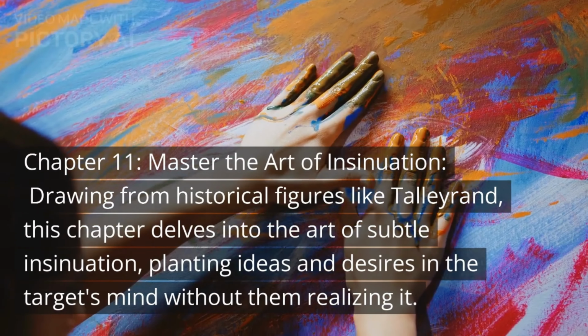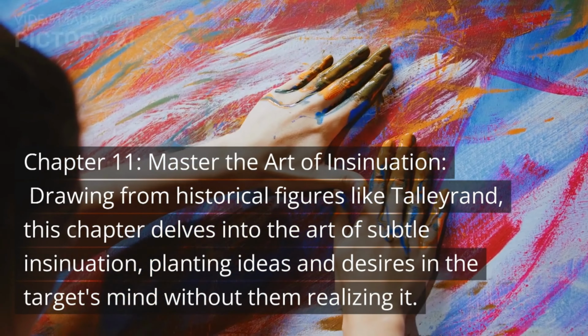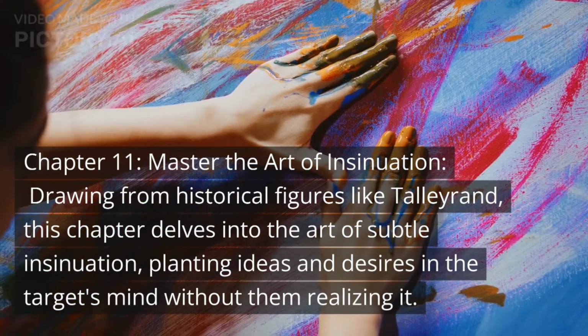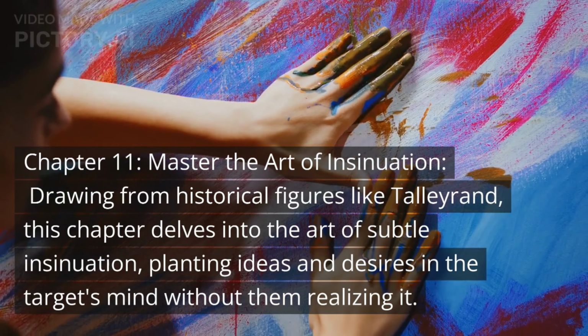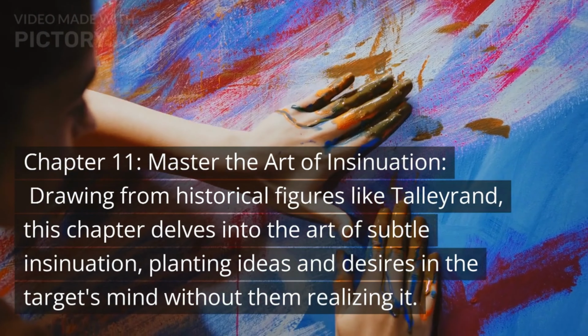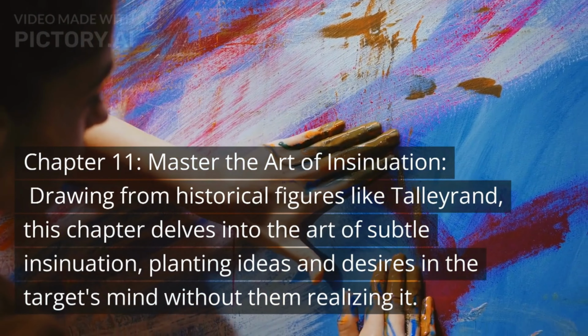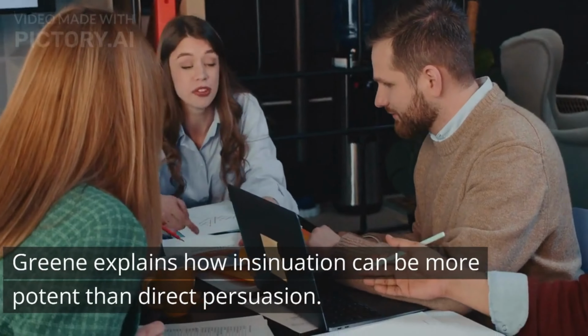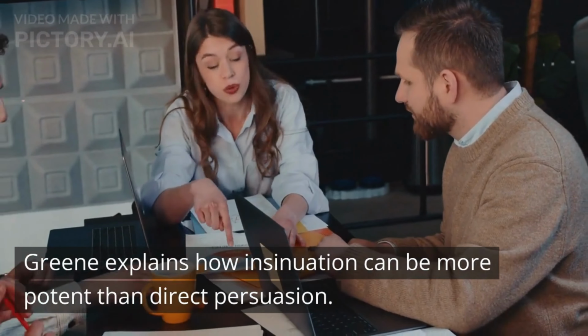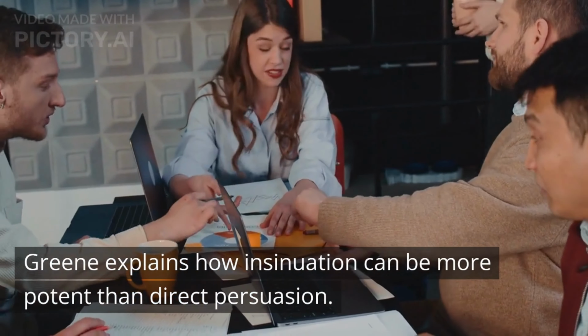Chapter 11. Master the Art of Insinuation. Drawing from historical figures like Talleyrand, this chapter delves into the art of subtle insinuation, planting ideas and desires in the target's mind without them realizing it. Greene explains how insinuation can be more potent than direct persuasion.